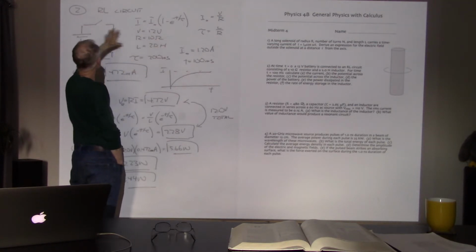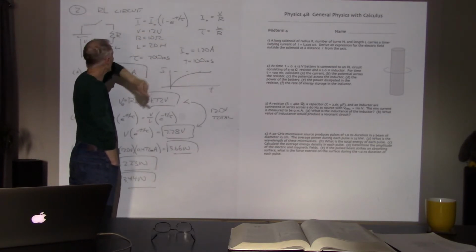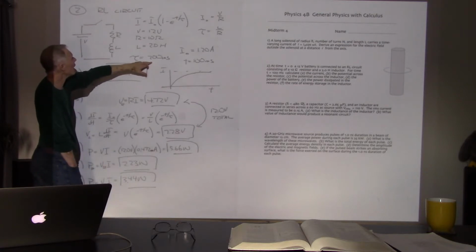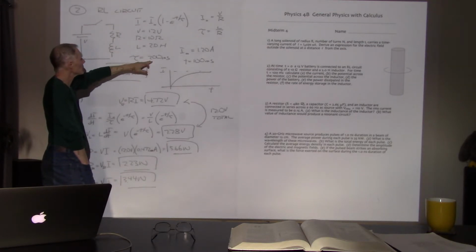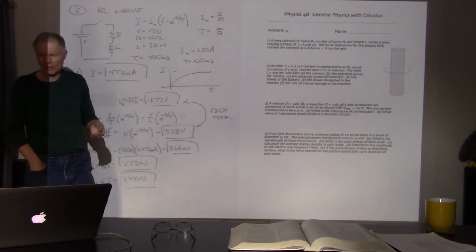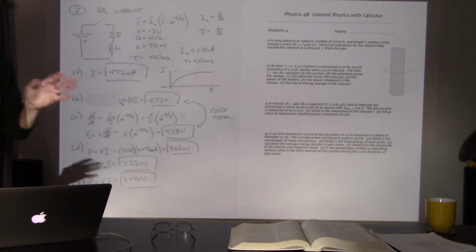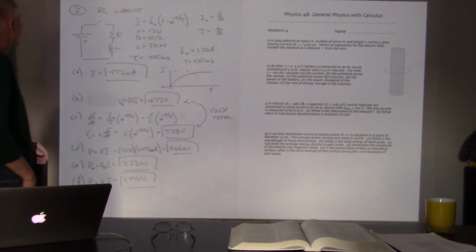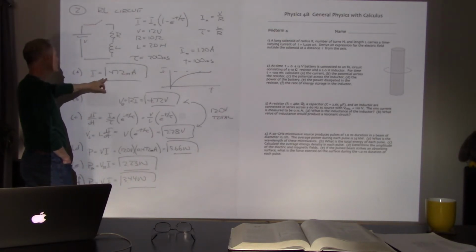The time constant for an RL circuit, or an LR circuit, is L over R. That gives us a time constant of 200 milliseconds. Here's all the givens. Here is the 200 milliseconds. So we're only halfway through one of the time constants. At 100 milliseconds, that's only half of the time constant that we have included. The current worked out to be 472.